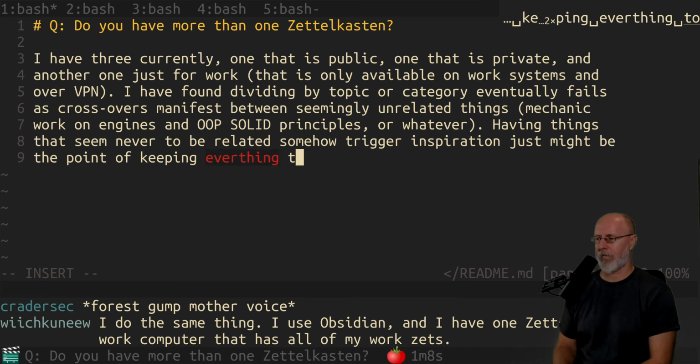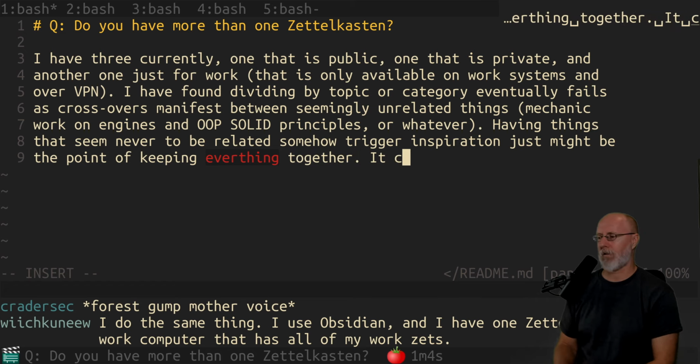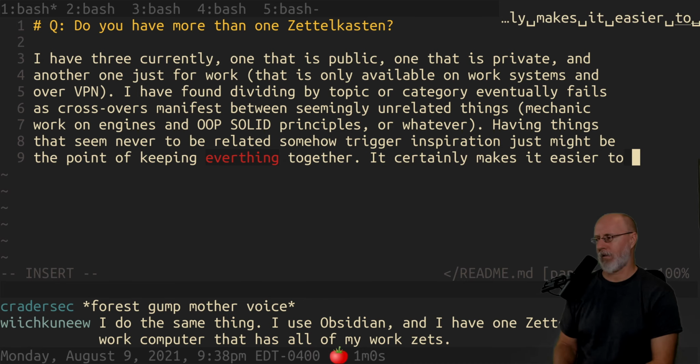Everything together. It certainly makes it easier to search.